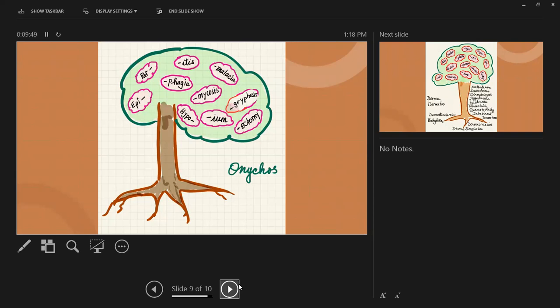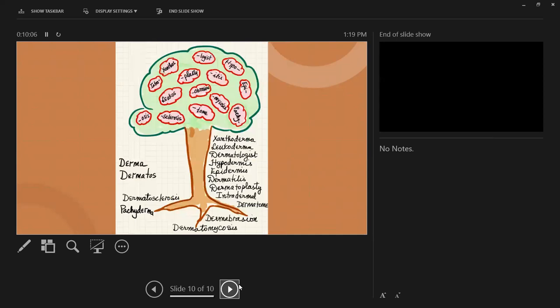Onychophagia is to chew the nails, a condition in which a person chews the nails excessively. Onychomalacia is softening of the nails. Onychogryphosis is curving of the nail. The last slide that we have has to do with derma and dermatos, the two root words meaning skin.